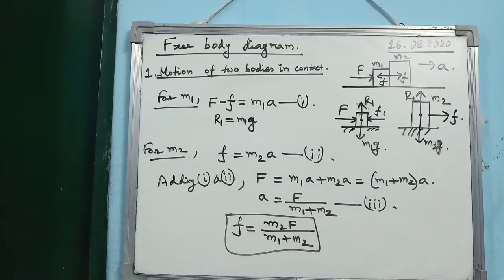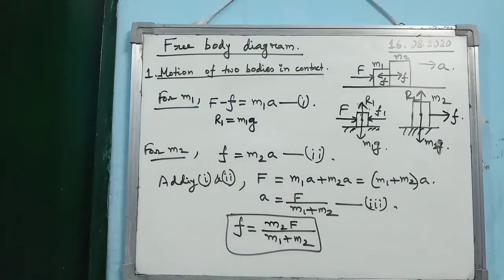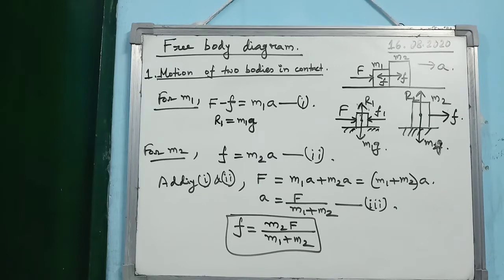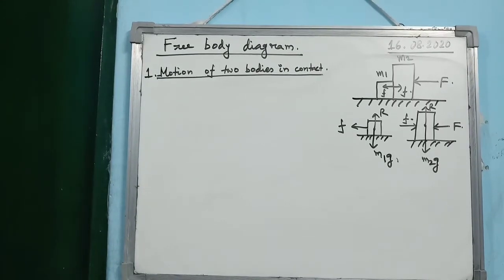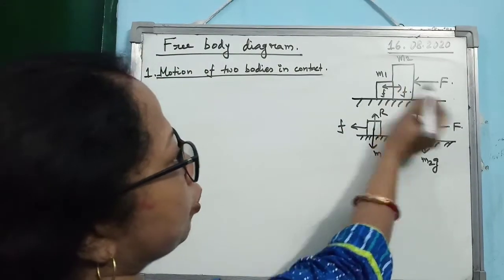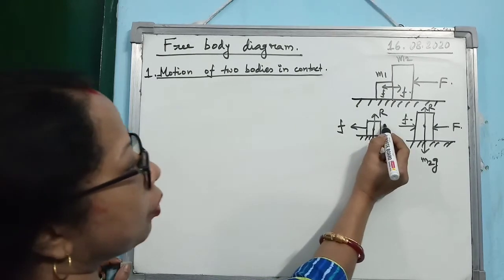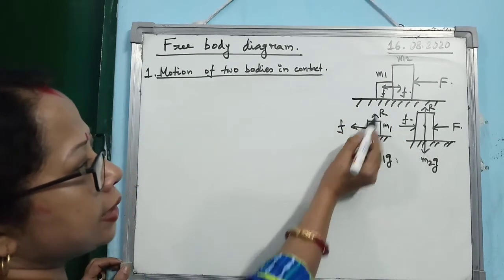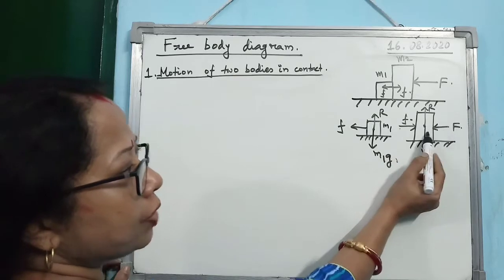Alright. Now instead of applying the force on M1, if you apply the force on M2, then what will happen? That we have to do. Now you see, instead of applying the force F on M1, you have applied the force on M2. Then you see what will be the free body diagram for M1. Now only the contact force is acting in this direction, and for M2 contact force f is in this direction, applied force F is in this direction.